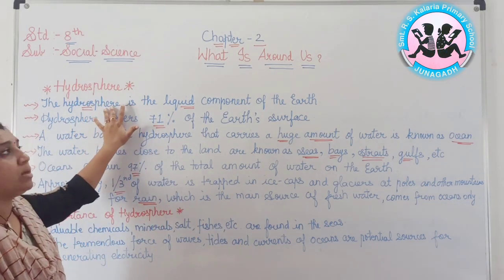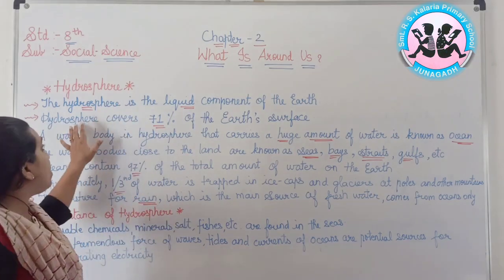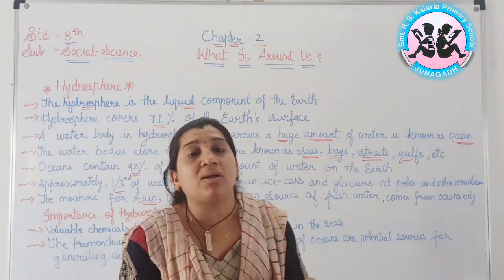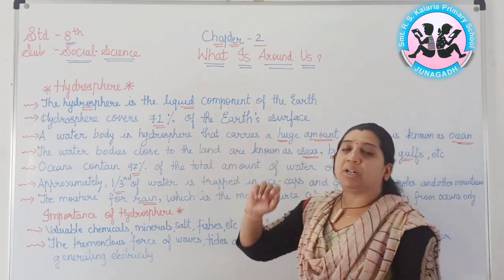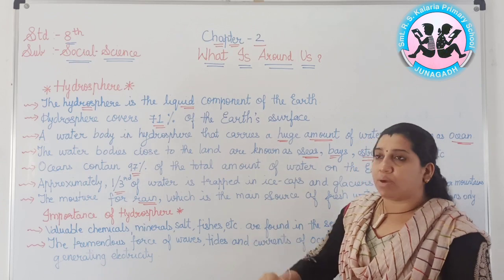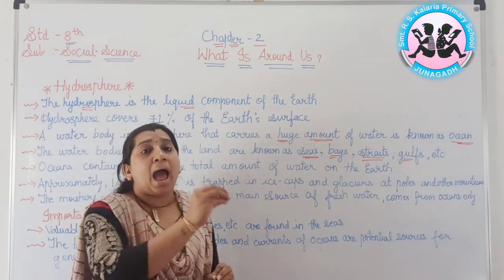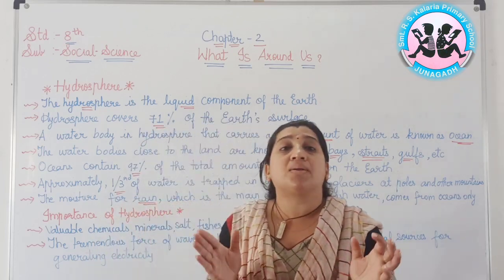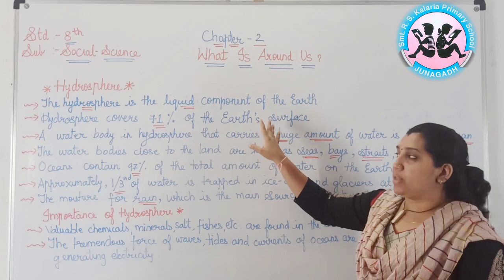Now the hydrosphere is the liquid component on the surface of the Earth. The hydrosphere covers 71% of the total surface area of the Earth. Here, the lithosphere contains 29% and the hydrosphere contains 71% of the water surface area on the surface of the Earth.